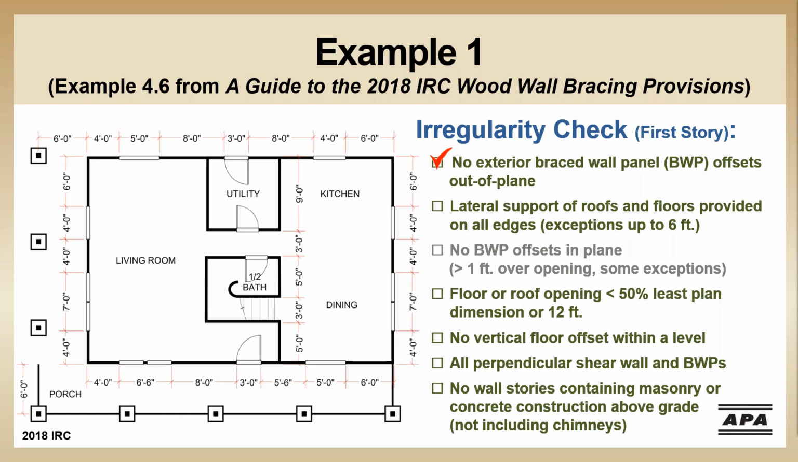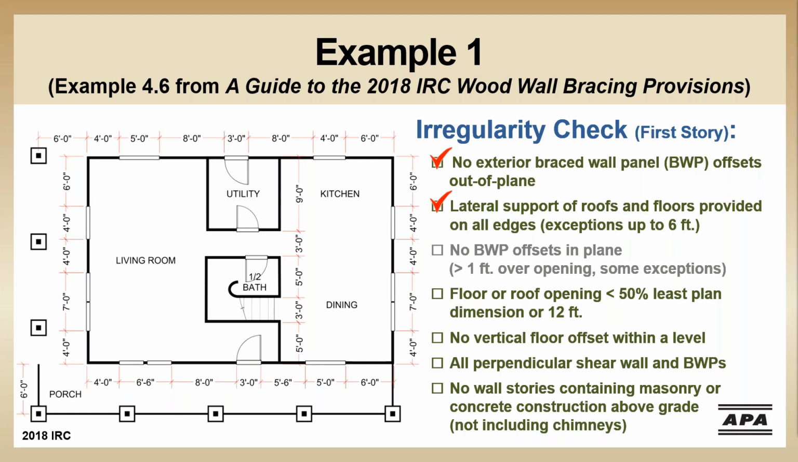So one by one with the remaining checklist items, we do have an overhang at the porch area without lateral support. That's down here at our outer edge. However, it's only 6 feet, which is the absolute largest it can be. So we're going to meet that exception. We're not triggering that irregularity.